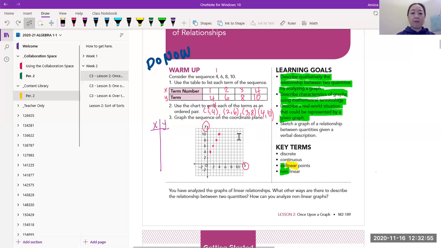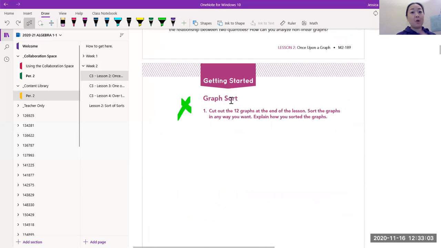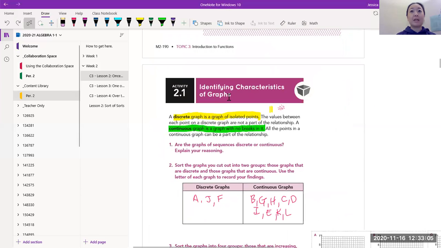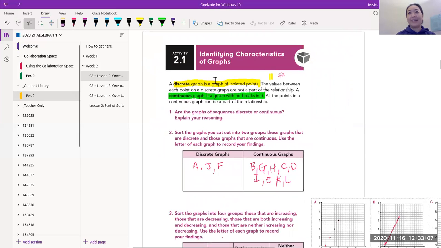All right, nonlinear, obviously non meaning not, linear meaning line, so that's not a line. So we're going to be talking about those. And discrete and continuous, we're learning them right now. We're scrolling down. So hopefully you got your book. If you didn't, then make sure you go get that. But this is what I would highlight. I would use your highlighters and highlight this guy.